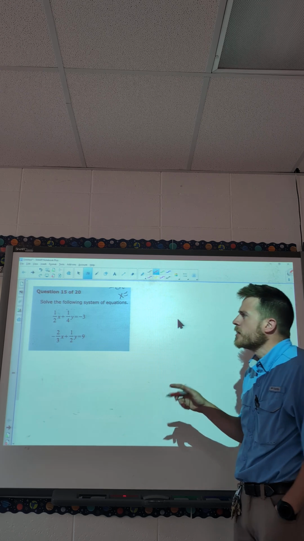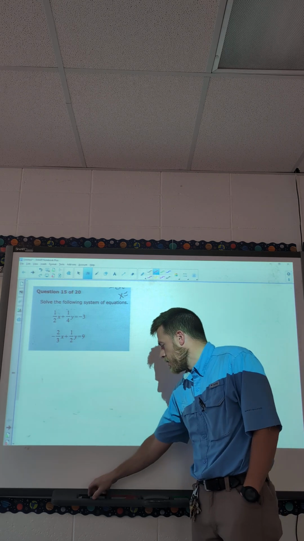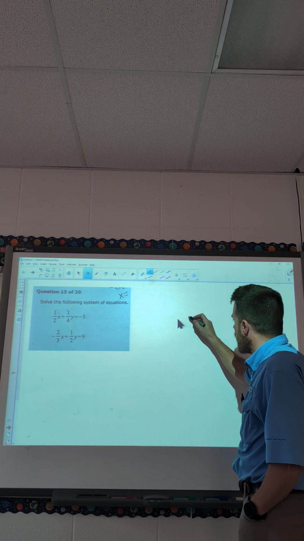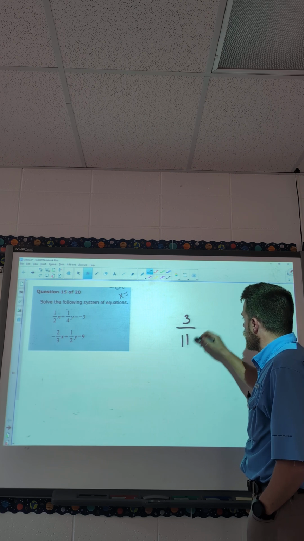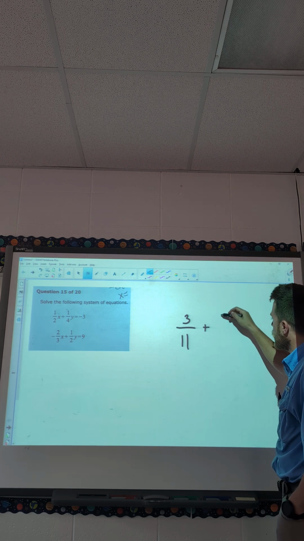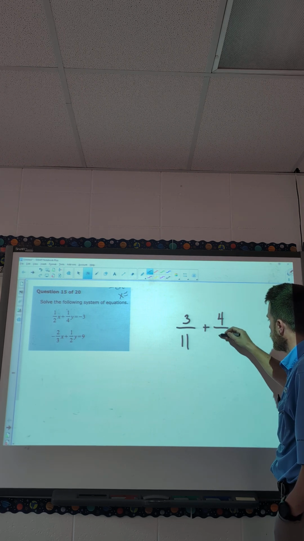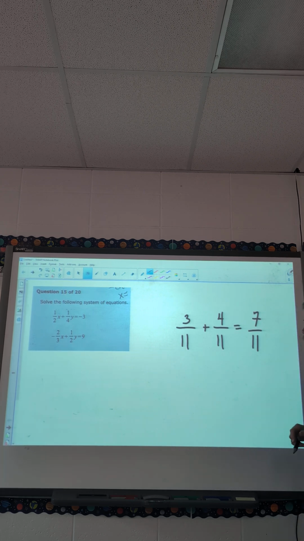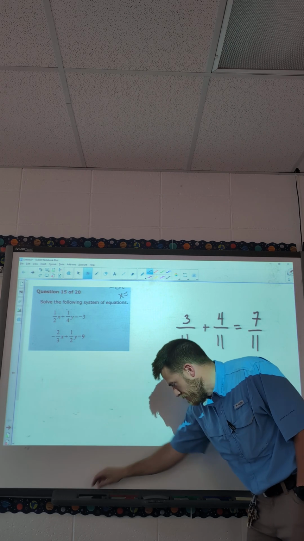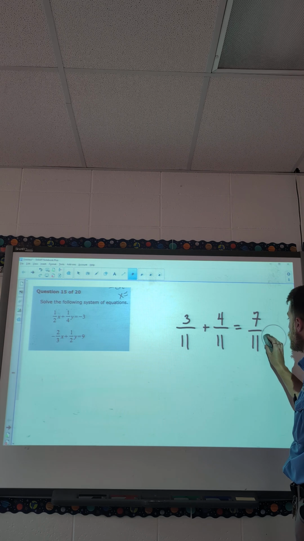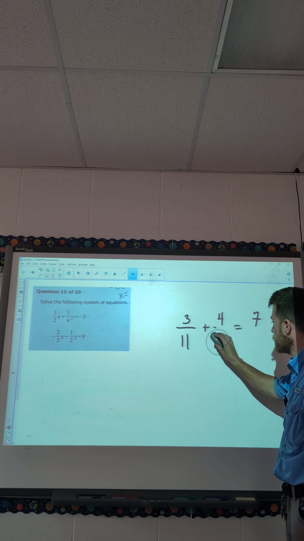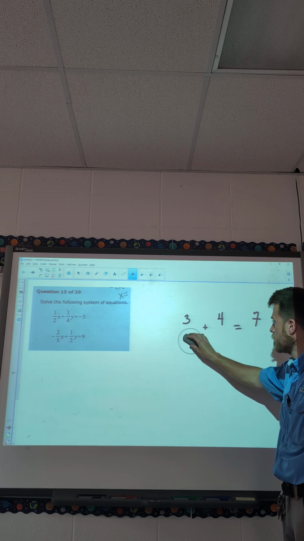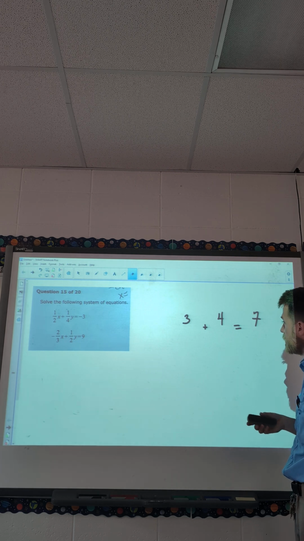The clearing fractions relies on this idea that if we add fractions that have common denominators, then the denominators don't really matter all that much. We actually can just ignore them and add the numerators, assuming the denominators are the same.